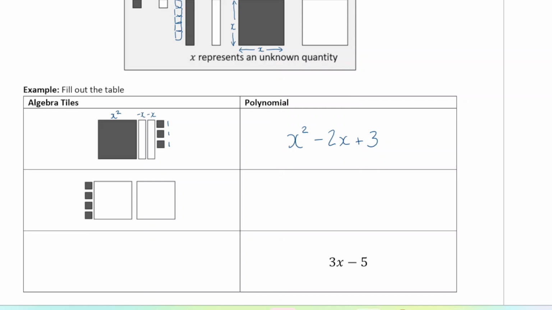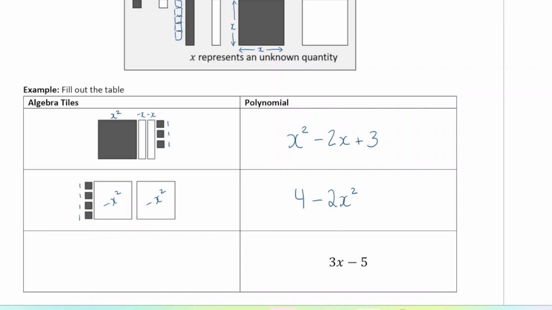Here we have 4 1 tiles, and then we have 2 negative x squared tiles, which would be -2x squared. So the coefficient in front of the x squared tells you how many you have. Okay, and finally we're going to go backwards. Let's try and draw this.